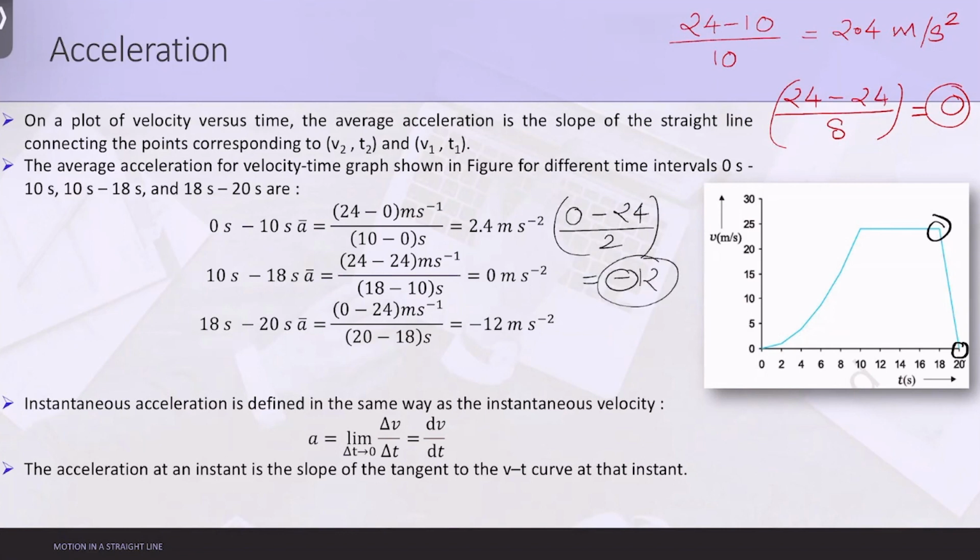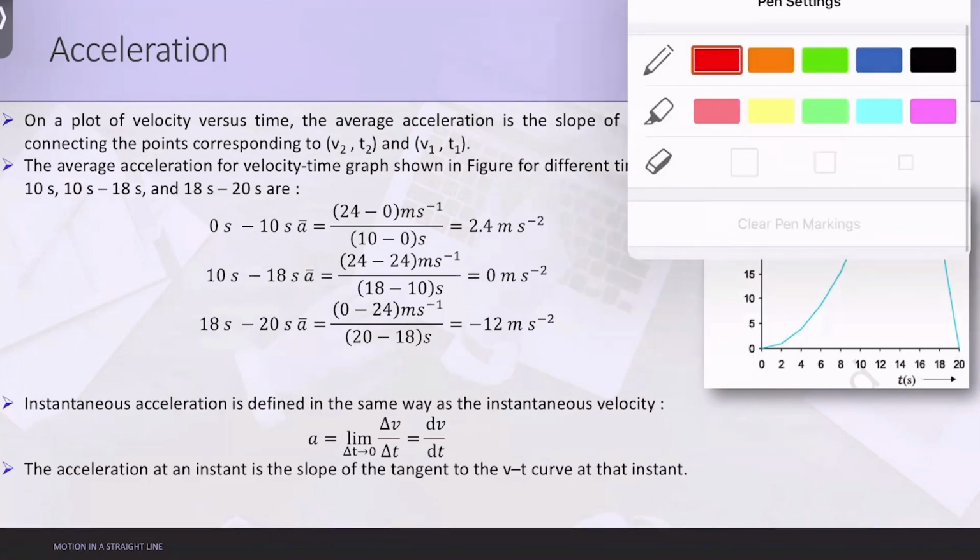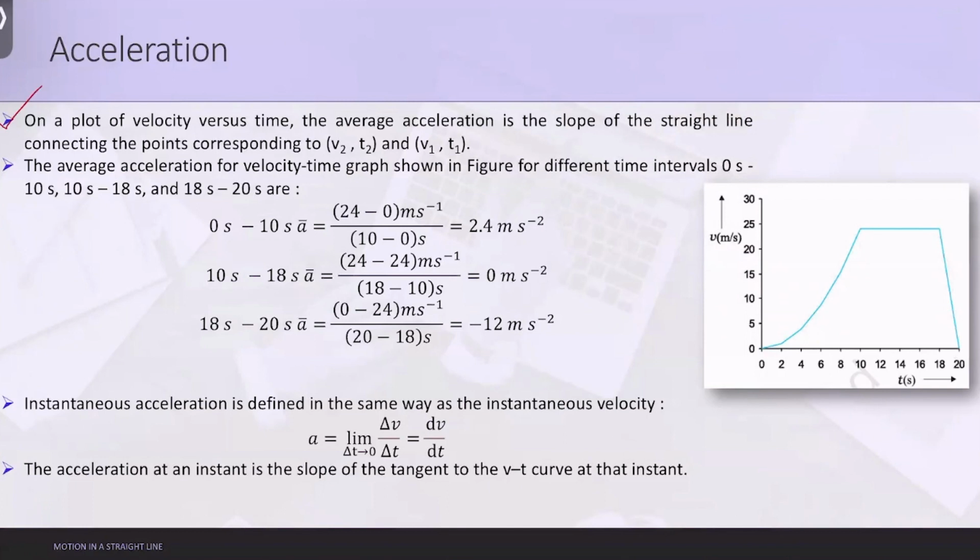Okay. So what does this negative sign show? It shows deceleration. I'm just writing deceleration. So what is deceleration? Deceleration is nothing but the opposite of acceleration. Acceleration is a positive quantity, deceleration is a negative quantity. So all these things are being understood. Let us move on.